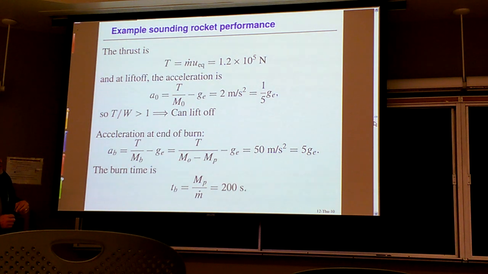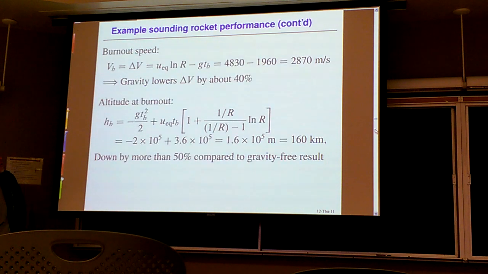Well, 40 kilograms per second, divide that into the total propellant mass, you get 200 seconds, so a little over 3 minutes. So in fact, the numbers I picked, the liftoff acceleration is sort of appropriate for a much larger vehicle. And in practice, a vehicle of this size will have a much quicker burn.